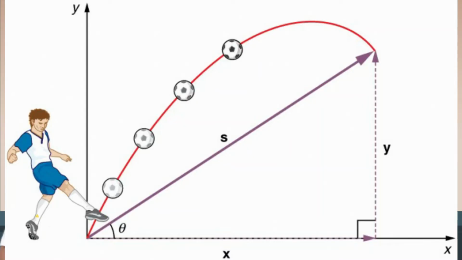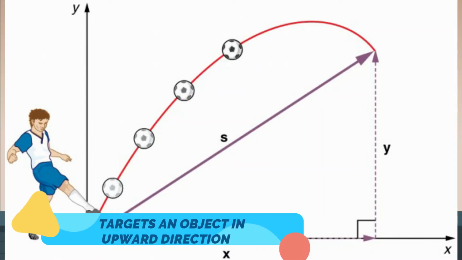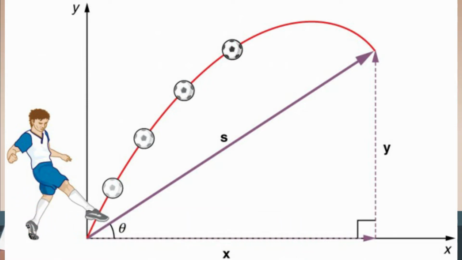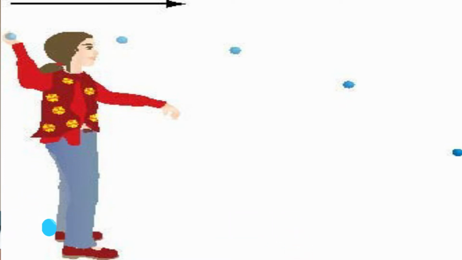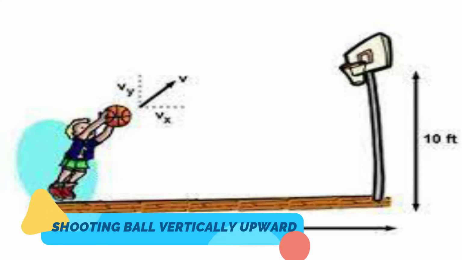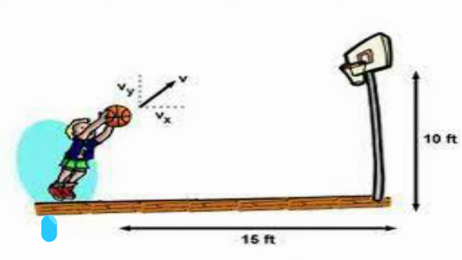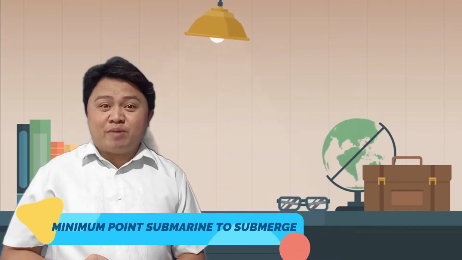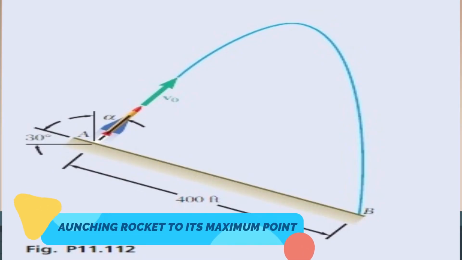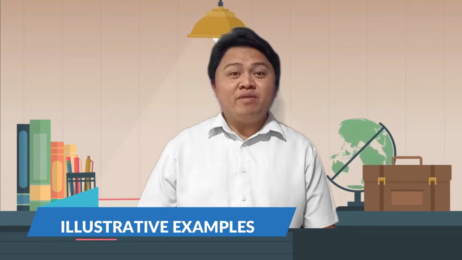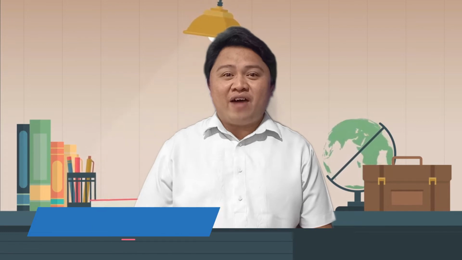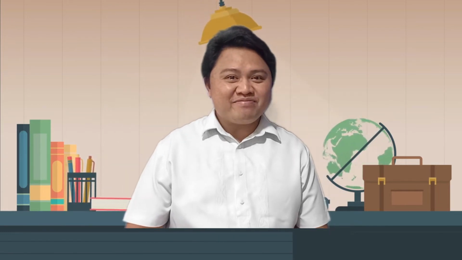Number 1, targets an object in upward direction. Number 2, throwing an object downward. Number 3, shooting ball vertically upward. Number 4, minimum point submarine to submerge. And number 5, launching rocket to its maximum point. Now, let us study the illustrative example below to know more about quadratic function. Are you ready? Let us have the first example.